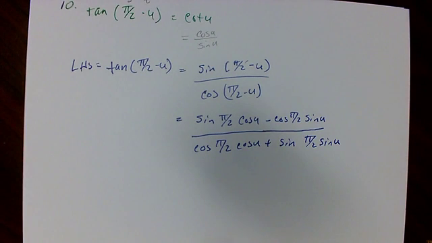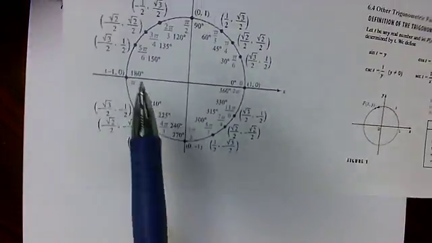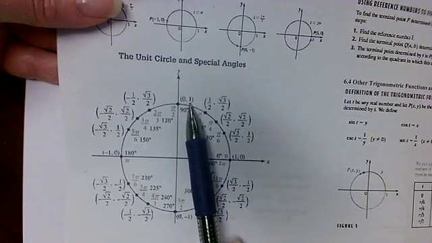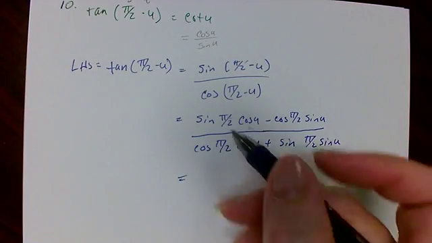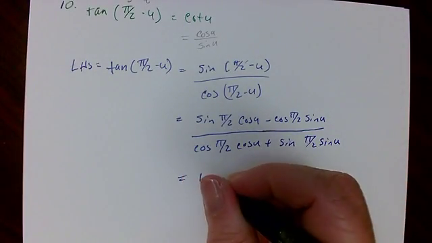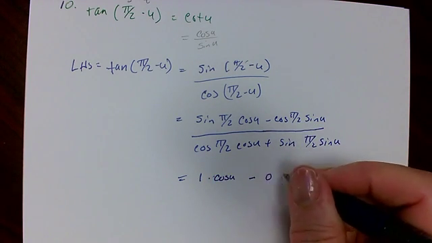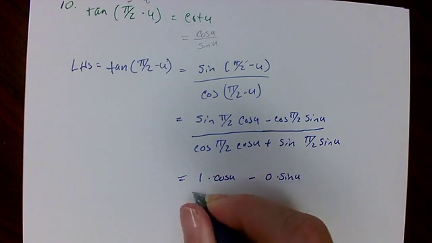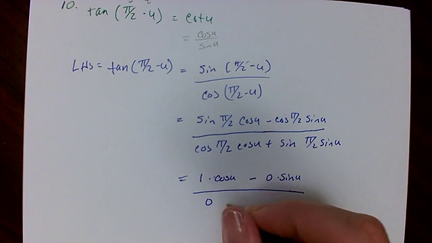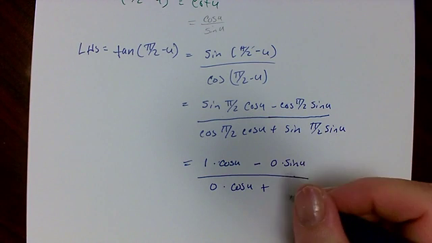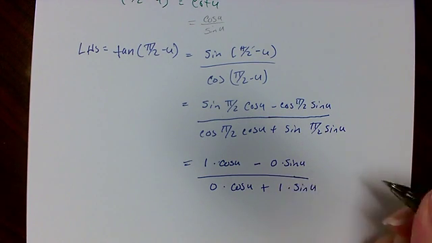Now with that, we're going to simplify by using the values of sine and cosine from our unit circle. So on our unit circle at pi over 2, our cosine will be 0 and our sine will be 1. So sine of pi over 2 is 1 times cosine of u, minus the cosine of pi over 2, which is 0, times sine of u, all over the cosine of pi over 2, which is 0, times the cosine of u, plus the sine of pi over 2, which is 1, times the sine of u.